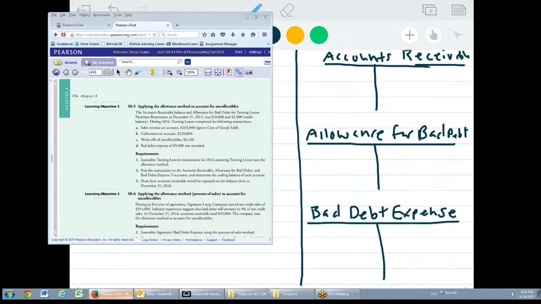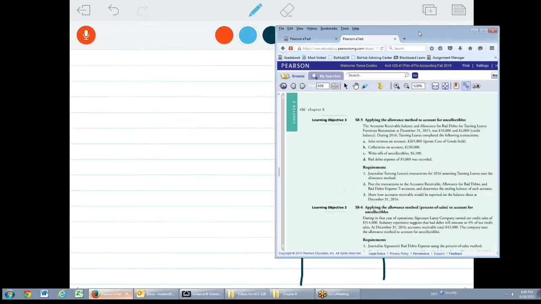The beginning balance of accounts receivable, it tells us, was $10,800. Okay, and allowance for bad debt was a $2,000 credit balance. So we're going to start with that to work with, and then under the requirements we need to journalize the transactions for 2016, assuming we use the allowance method. What this means is the company does not use the direct charge-off method. So let's record the journal entries and then we'll do our posting for requirement 2.